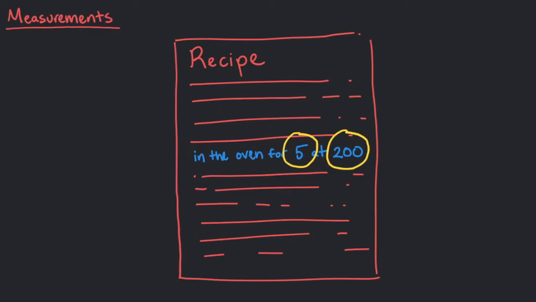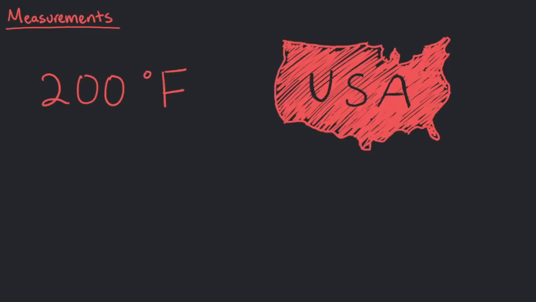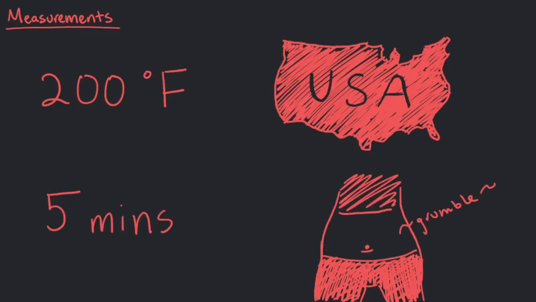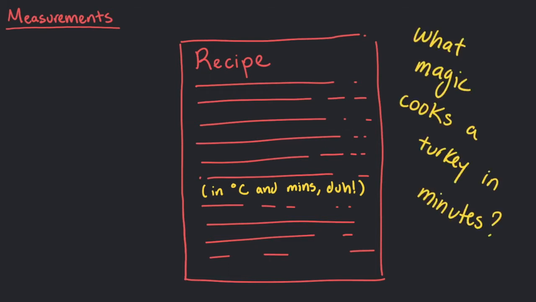What was wrong? Well, the recipe only included numerical values, so Sally assumed that the turkey should be baked at 200 degrees Fahrenheit because she lives in the US, and she was really hungry, so 5 minutes sounded like the right amount of time. But in reality, the author of the recipe assumed that Sally would bake it in degrees Celsius, and hoped she would know that a turkey takes hours to cook, not minutes.